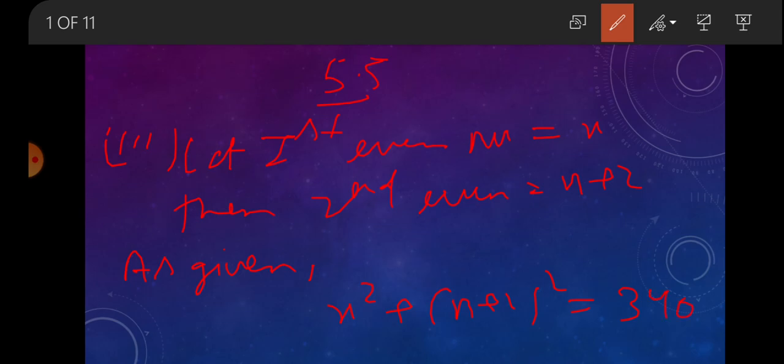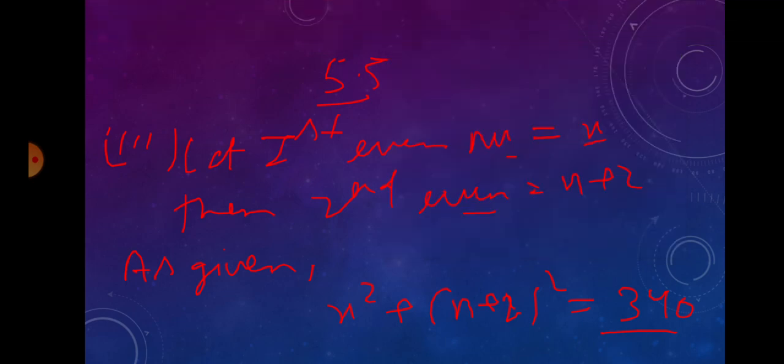Now if you open this whole square you will get a quadratic equation, and finally on adding this and taking 340 to the other side you will get a quadratic equation. So solving this quadratic equation you will get the values of x, so you will get the first number as well as the second number. Now moving to question number 3, again I am leaving the fourth part for you to solve.